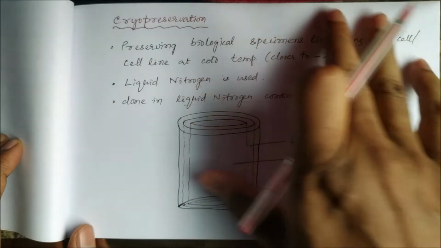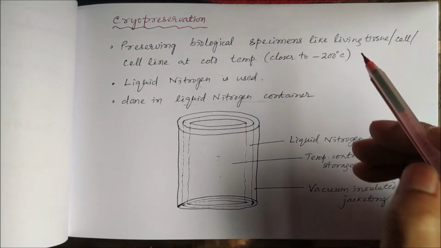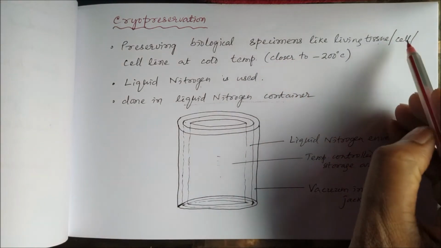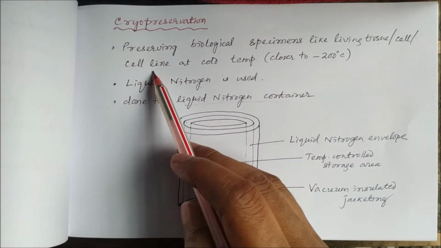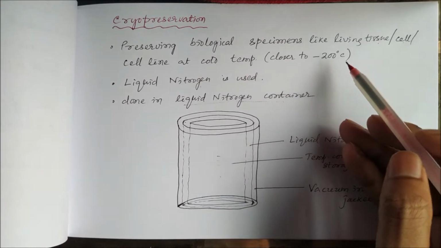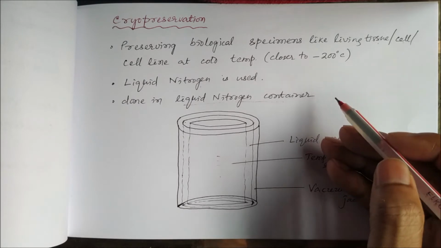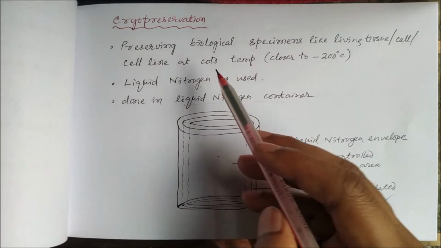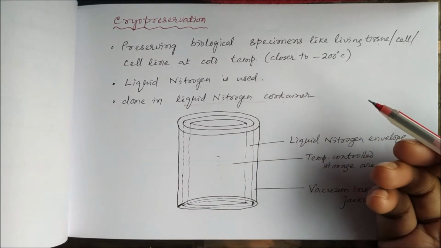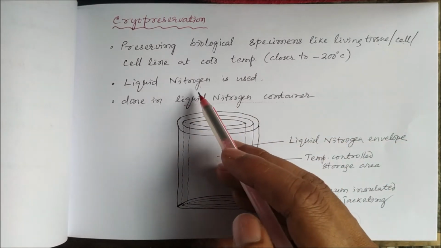Cryopreservation is a preservation technique where we can preserve biological specimens like living tissue, cells or cell lines. How can we preserve them? We need a temperature closer to minus 200 degrees Celsius. Exactly minus 196 degrees Celsius is the temperature required for cryopreservation. And for that we need something which can provide that temperature, and that is liquid nitrogen.